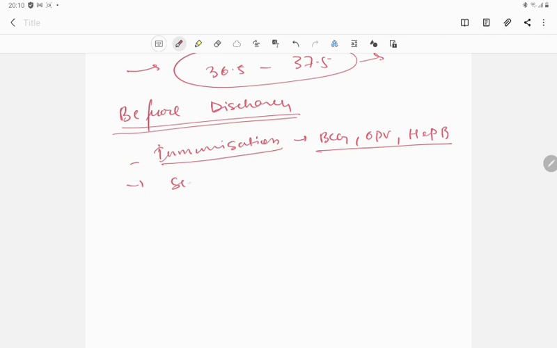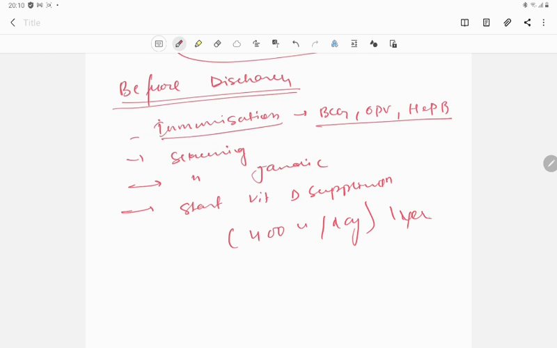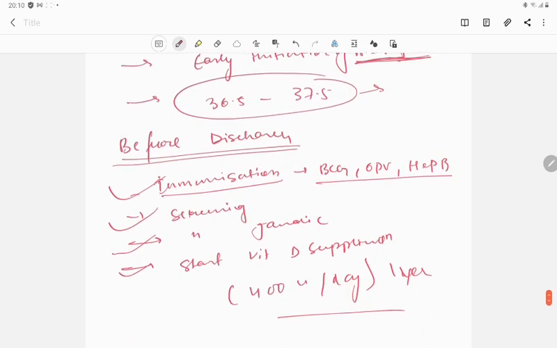We screen for all those things. Screening will be done, right? Screen for jaundice, right? Start vitamin D supplementation, 400 units per day, given for 1 year, right? So these are the things that we are going to do before discharging the baby.